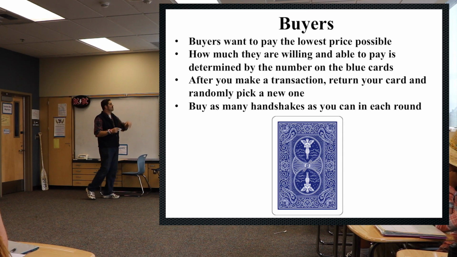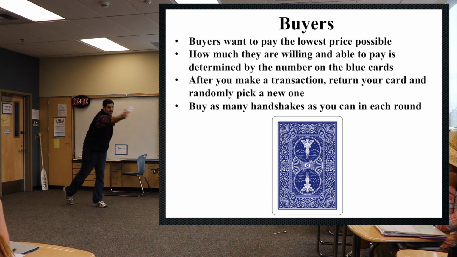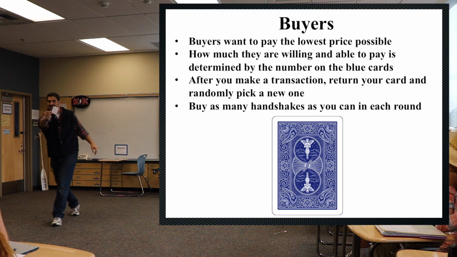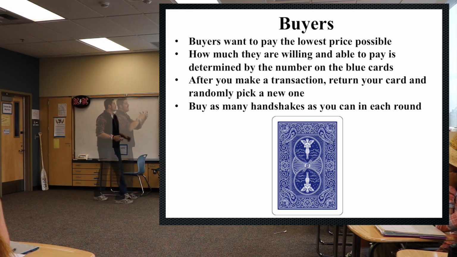After you make a transaction, you return your card to the pile, and you pick again randomly. This person's willing to pay how much? $8, right? That's $8. So some people could see it. So someone's willing to pay $8 for this. Not 9, not 10. Great, that makes sense.